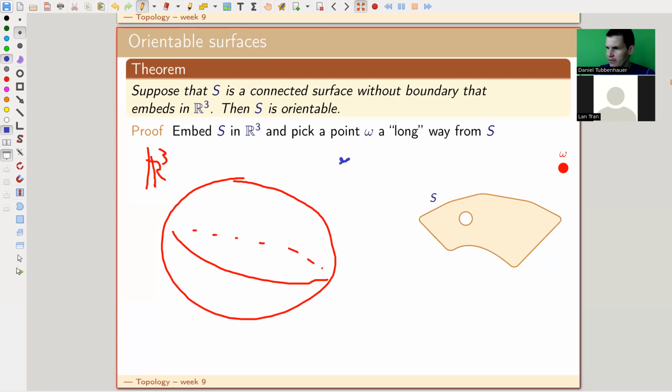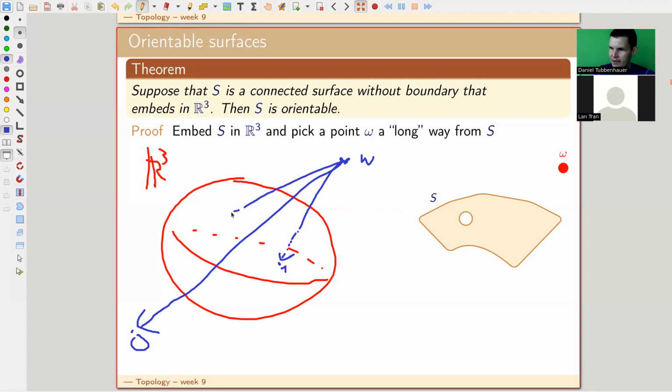So what we do is we choose some point that I call omega, very far away, and then I shoot a ray at my sphere. So let's say this ray doesn't hit the sphere, so I give it coordinate 0. And maybe I go into the sphere, then maybe I give it coordinate 1 because I've cut the sphere once. And maybe I go into the sphere and then out again, then I would give it coordinate 2 because I've cut the sphere 2 times.